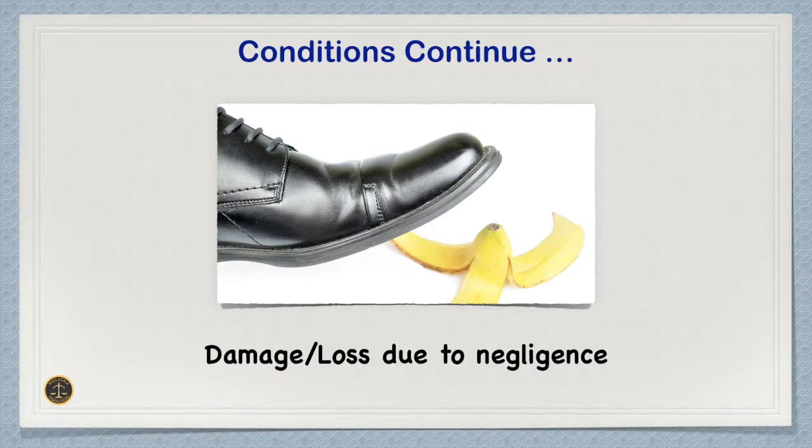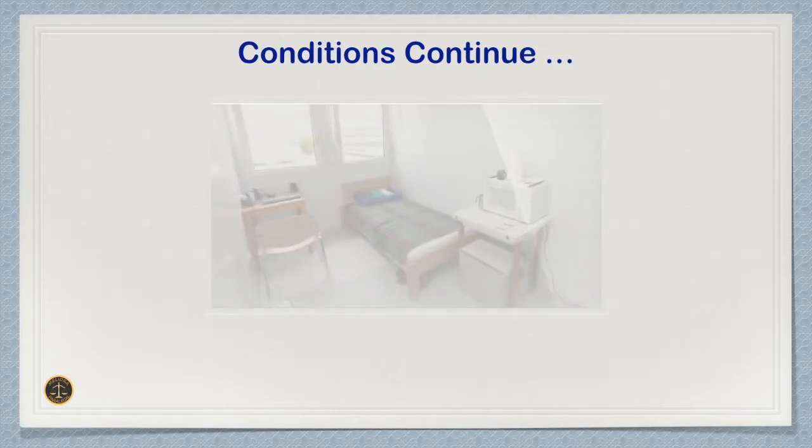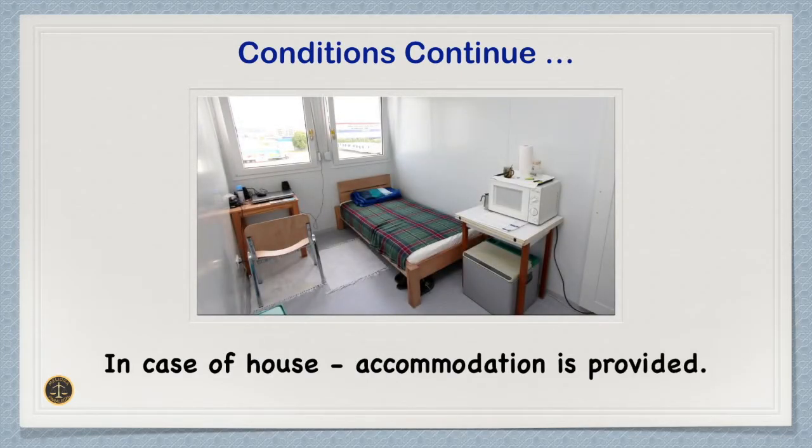So, deduction for damage to or loss of goods expressly entrusted to the employed person for custody, or loss of money for which the employee is accountable, where such damage or loss is directly attributable to his neglect. Next, in case house accommodation is provided. If the employer provides some sort of house accommodation, in such a condition, he can deduct some amount from his salary.